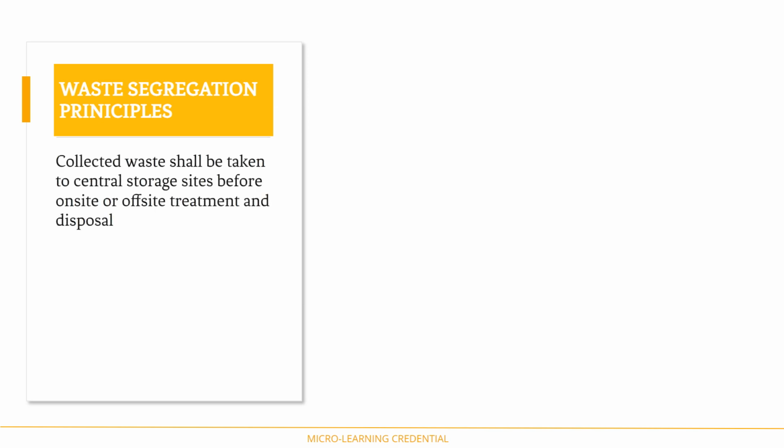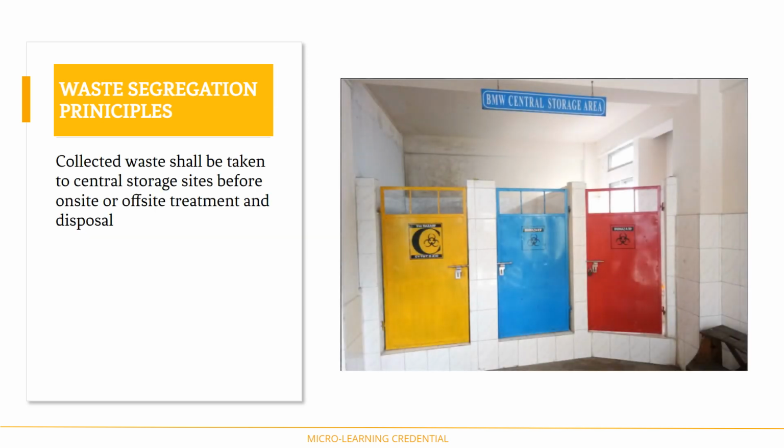Collected waste shall be taken to central storage sites before on-site or off-site treatment and disposal. Central sites provide the functionality to segregate and treat waste with a much larger capacity. Bringing waste first to a central site ensures that hazardous substances are not mixed with general waste materials, and if some kind of mixing occurs, it can be resolved swiftly.